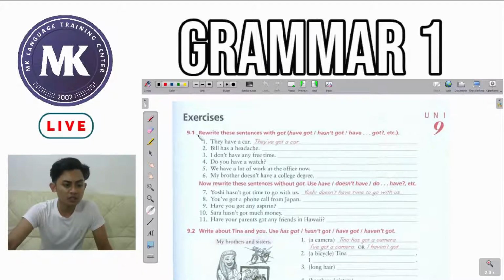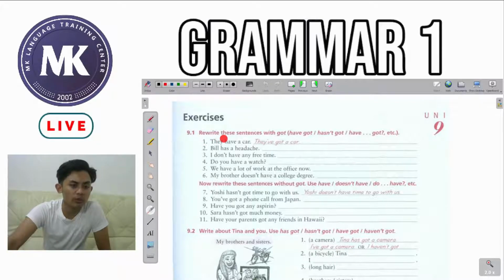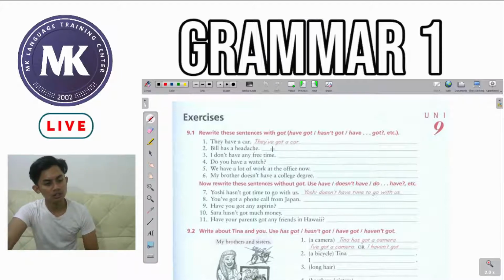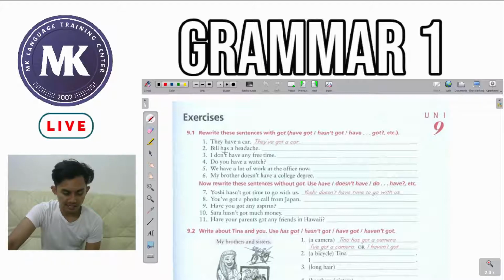Okay, so in our first exercise, 9.1, we have to rewrite these sentences with have got, hasn't got, or have got, etc. So the first sentence here is they have a car. To rewrite this sentence with got, we have to rewrite it as they've got a car. So in number 2, Bill has a headache. To answer this, we have to put it with a got. So we could write as Bill has got a headache.